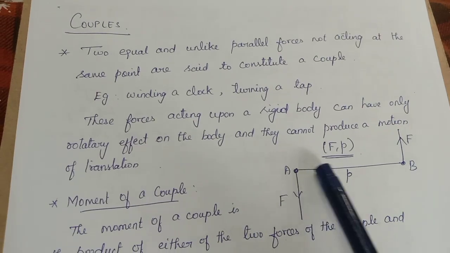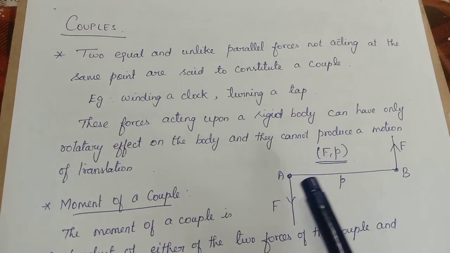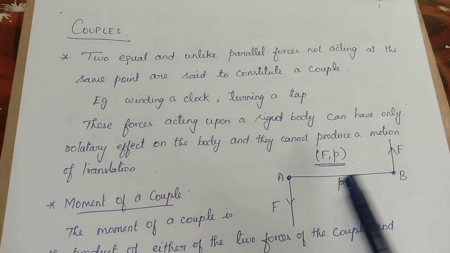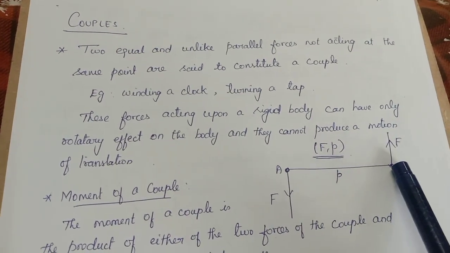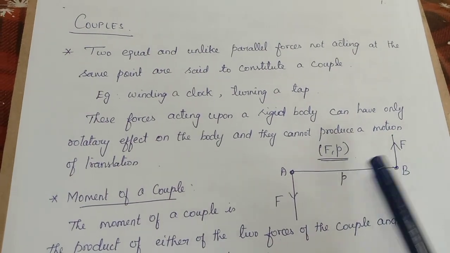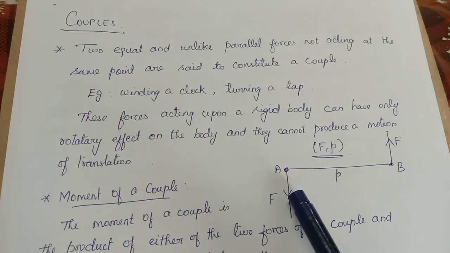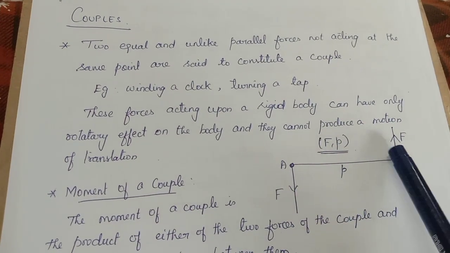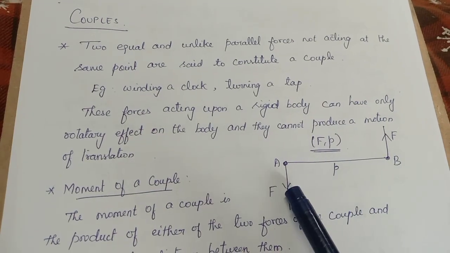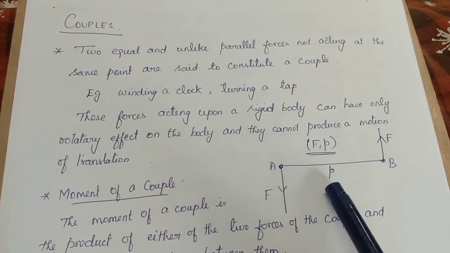Okay, look at this figure. Here I have two equal forces F acting at two different points A and B. First F is acting at A and the second one is acting at B. They are parallel. The lines of action of the forces are parallel to each other and they are unlike parallel forces. What do you mean by unlike? The directions are on opposite sides. So these types of forces together constitute a couple.